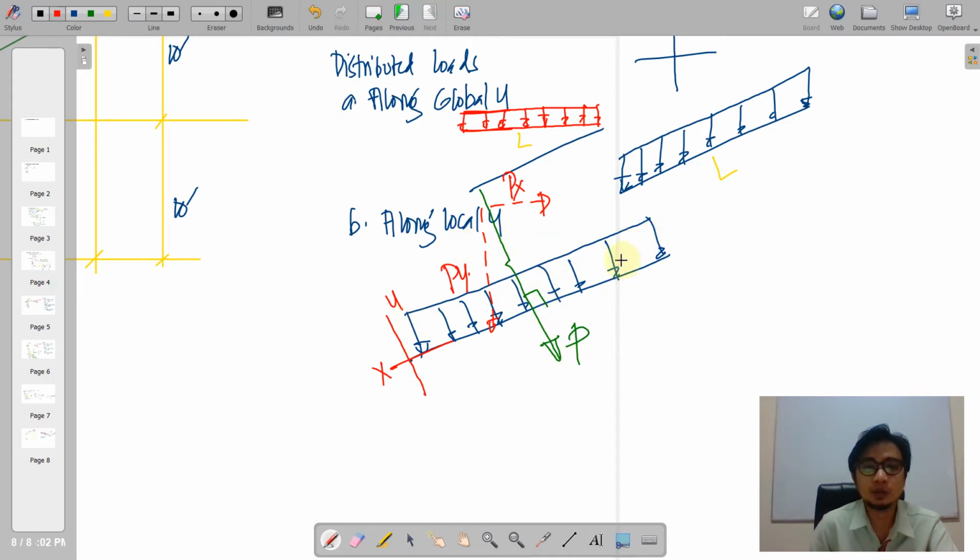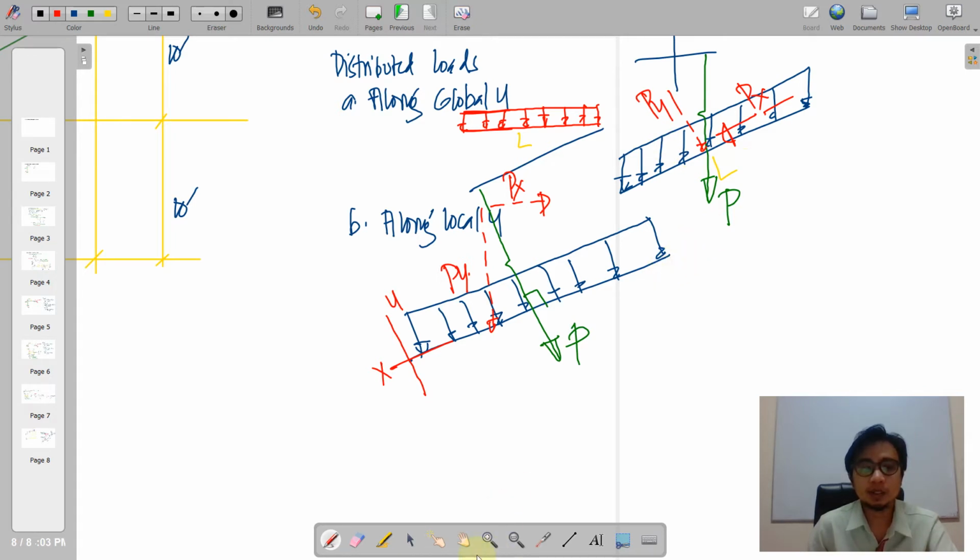How about for global y distributed load? You can clearly see now the difference between these two, because this time your mother force is vertical. Okay, so no matter what is the inclination of this member, your force is always vertical. And just the same, we will be having a component of Px and Py whenever you resolve it along the inclined plane, or you resolve it along x and y axis.